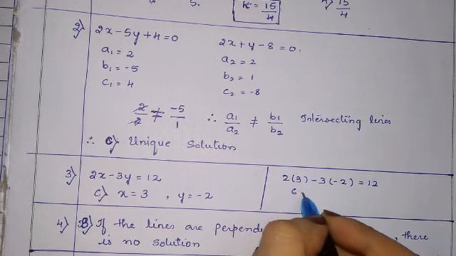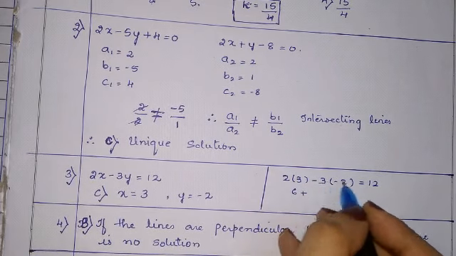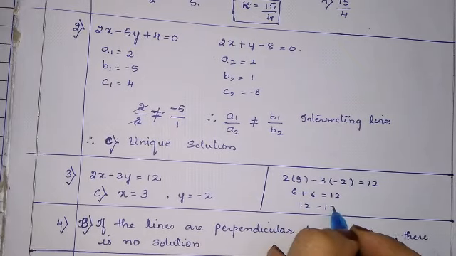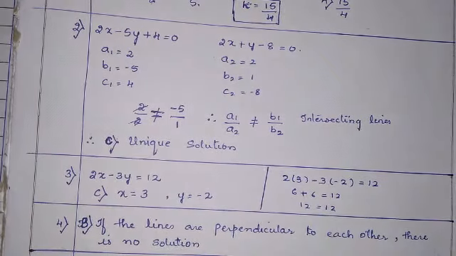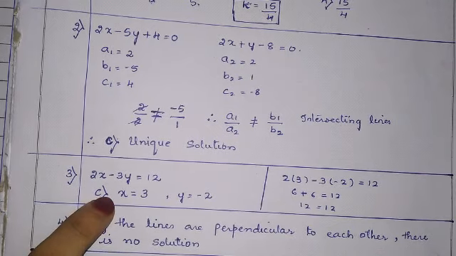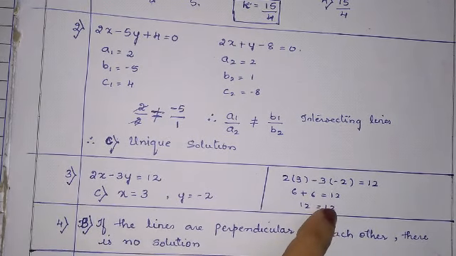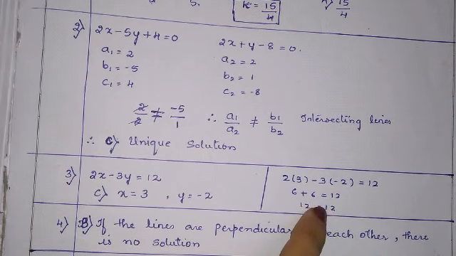6 plus 6 is equals to 12. 12 is equals to 12. By using the trial and error method, if you take option C, then only you will get equal. Other options, if you try, you will not get the correct answer. So it is a trial and error method.